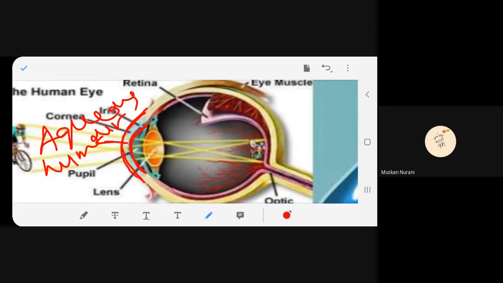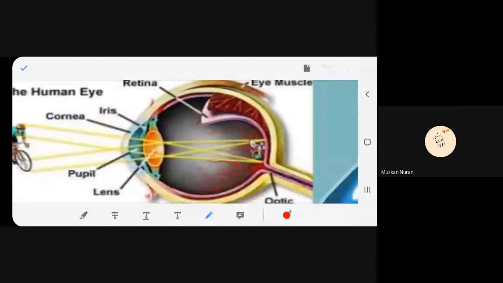Fine. Now the next part is this portion. Can you see this? This portion is called the pupil. The small black spot in the center of the eye, that is the pupil, through which the light goes in. The light goes in through the pupil. You understood now, beta?